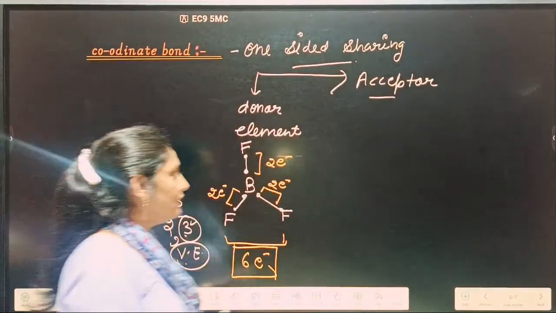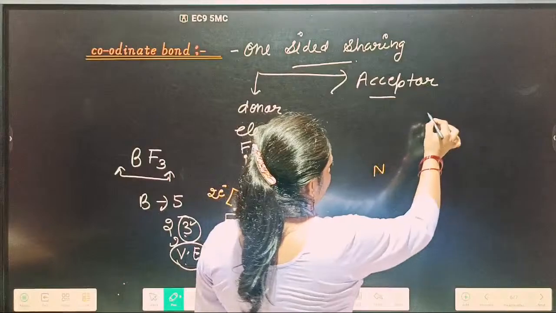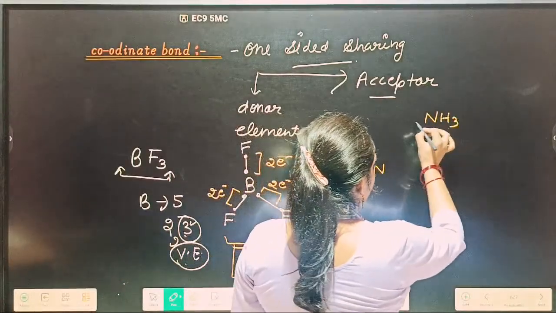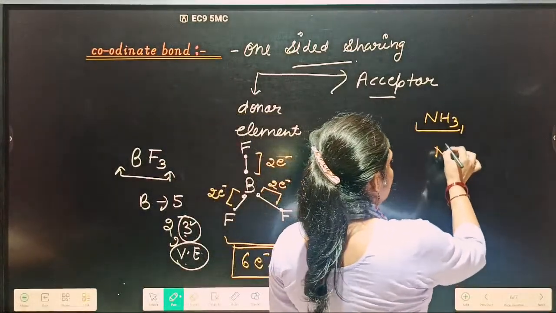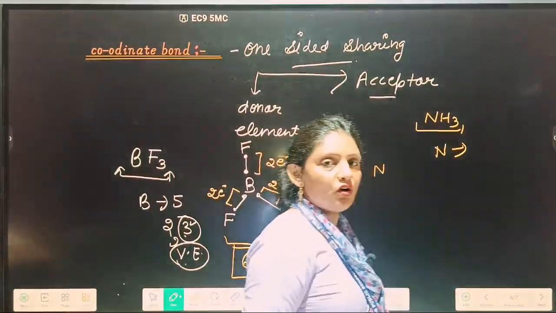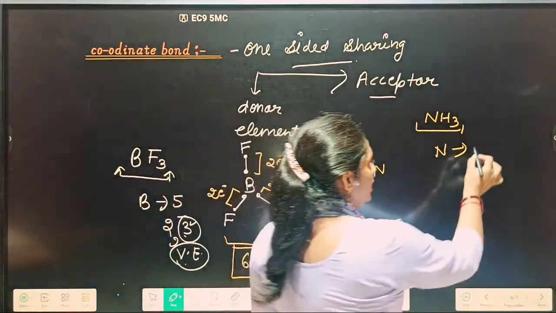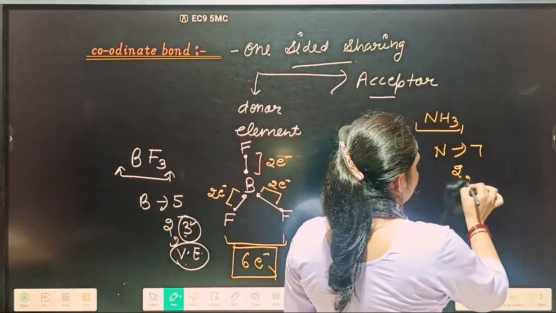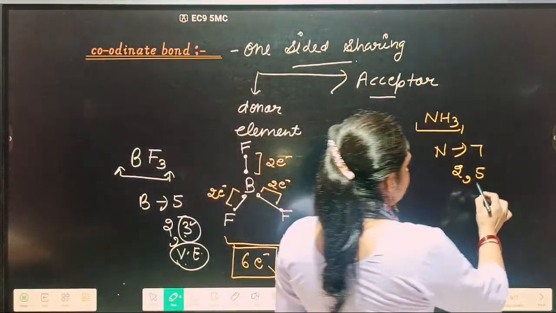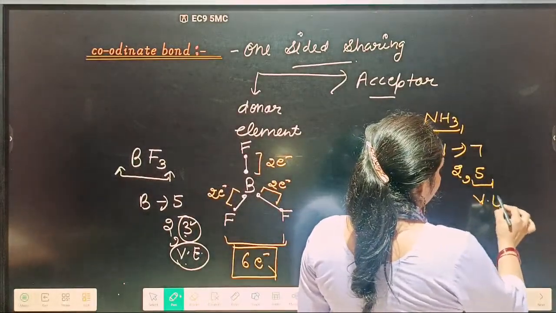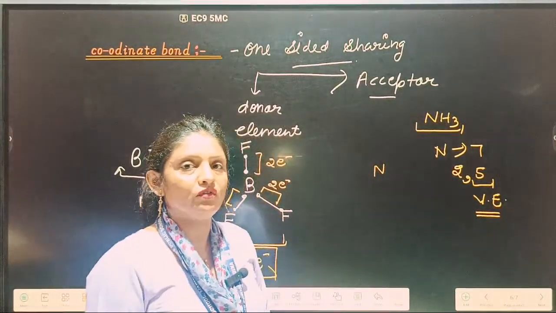Then, students, if I take one more example, ammonia, the central atom here is nitrogen. You know very well, what is the atomic number of nitrogen? The atomic number of nitrogen is 7, and its configuration will be 2, 5. Then here the valence electrons are 5.